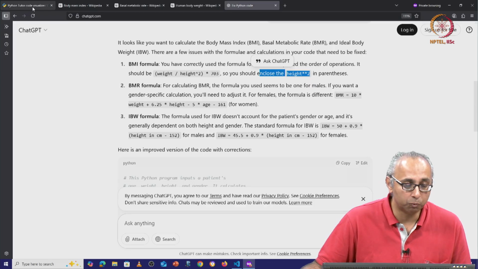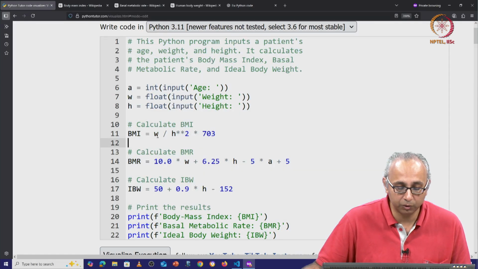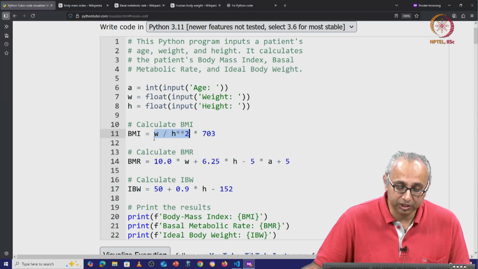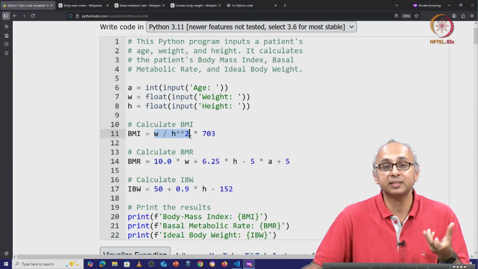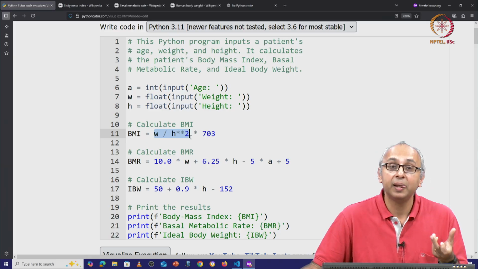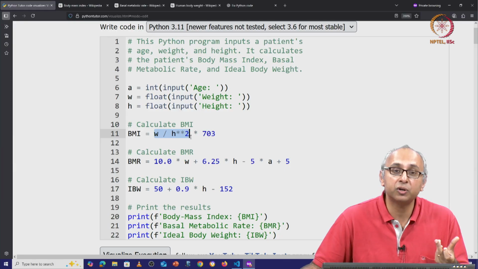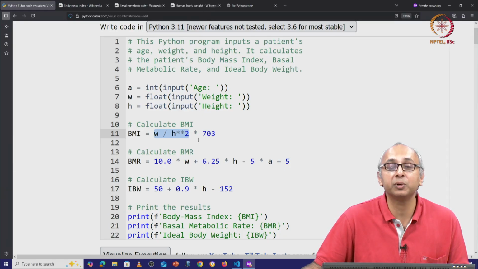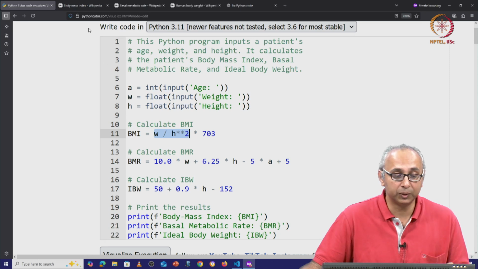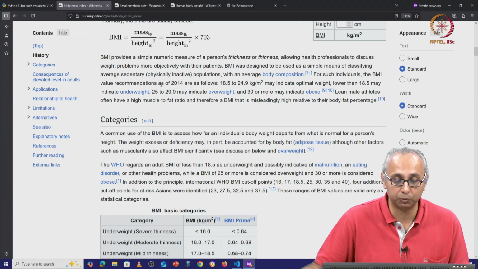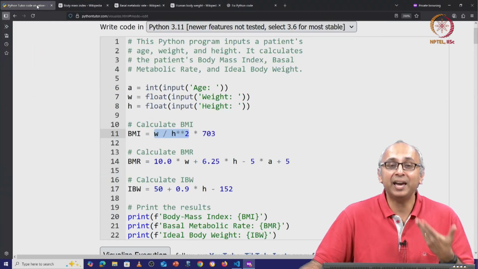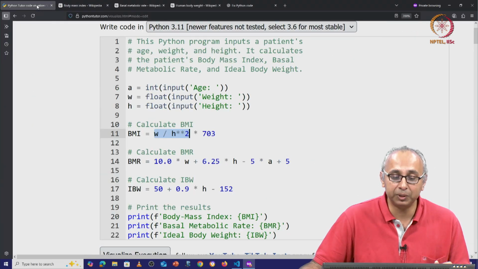So let us see what we have done. We have done weight divided by height square times 703. So the AI is suggesting that we should put this inside parentheses. Why? Because of order of precedence. Now, if we're not sure if this formulation is correct with respect to the formula that was given, it's always a good idea to put extra parentheses just to be sure.